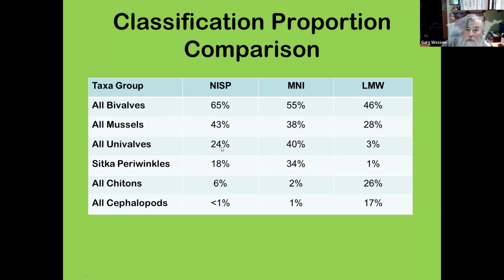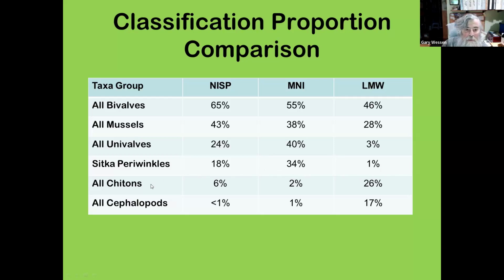Univalves, 24% of the pieces, 40% of the MNI, but that's mostly these periwinkles. I showed you before, there's gobs of periwinkles, but the periwinkles are tiny. They're like half an inch. And so, periwinkles are 18% of the NISP, and a third of all the MNI. They're only about 1% of the meat.